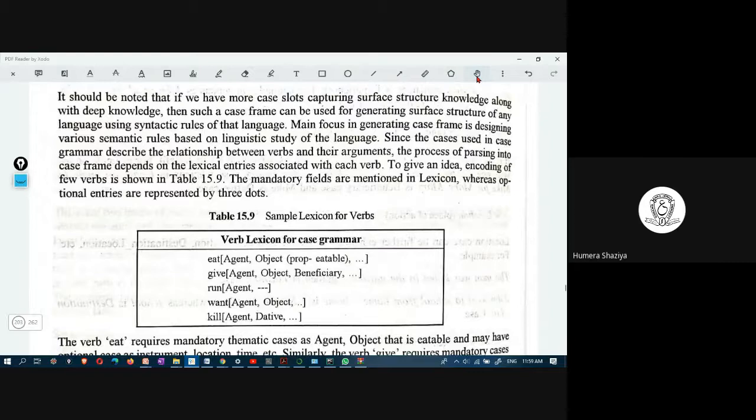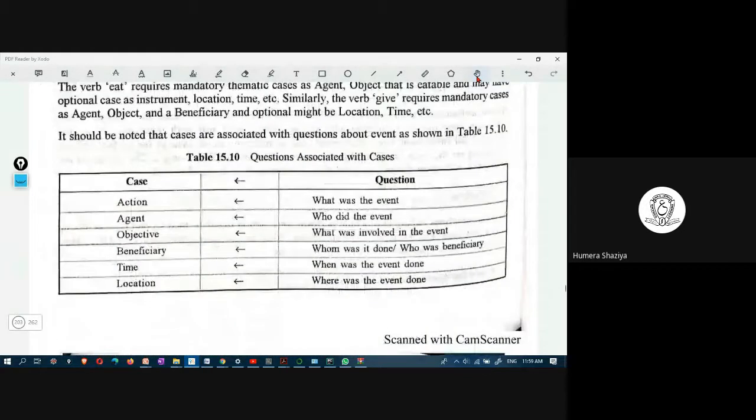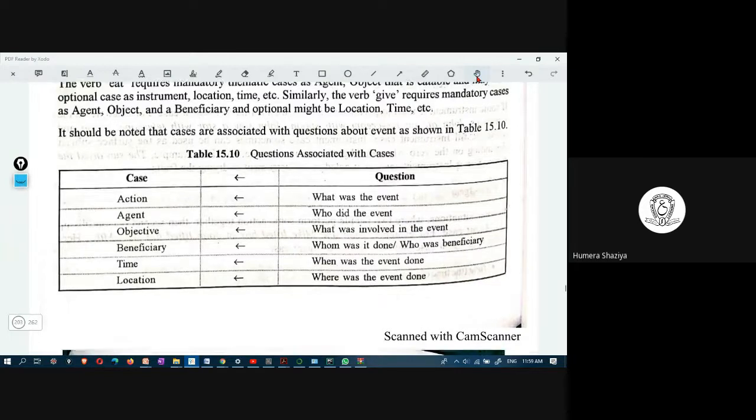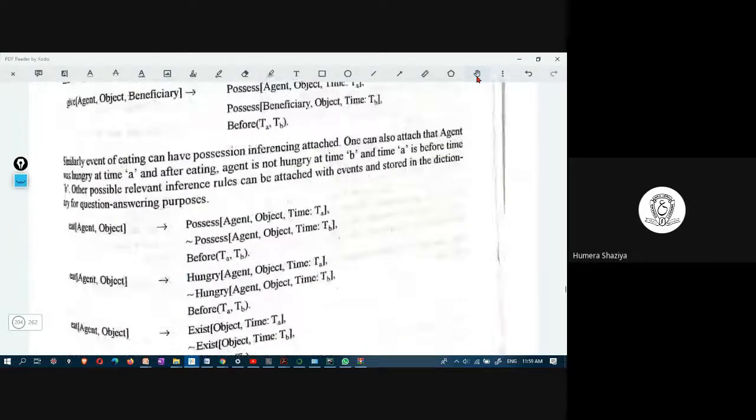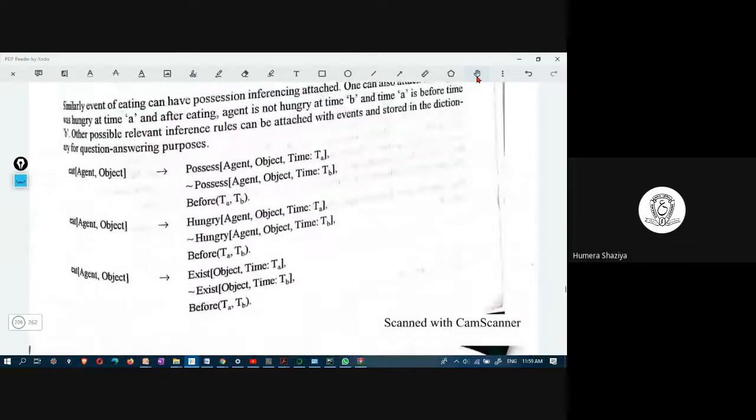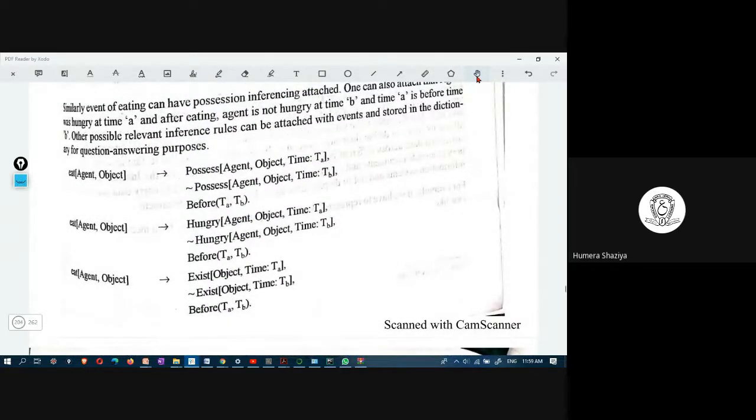So one example is given: eat. Eat means an agent would eat an object. Object is something eatable. Give: an agent would give some object to some beneficiary. Okay, like this. Action means what was the event. Agent is who did the event. Objective is what was involved in doing the event, what is the objective of doing the event. Whom was it done to, when it was done, where it was done. All these questions address the question of understanding the sentence. Okay, please go through this.